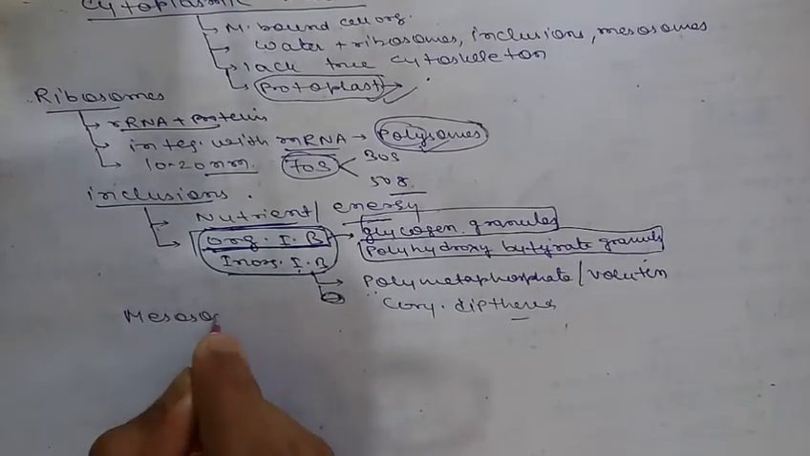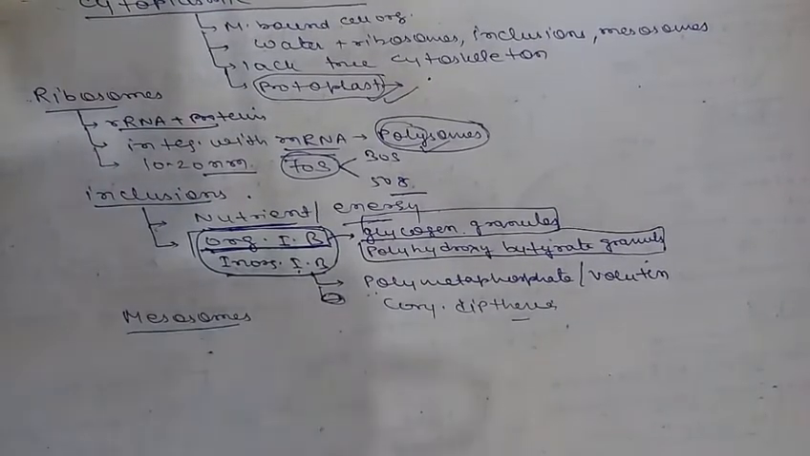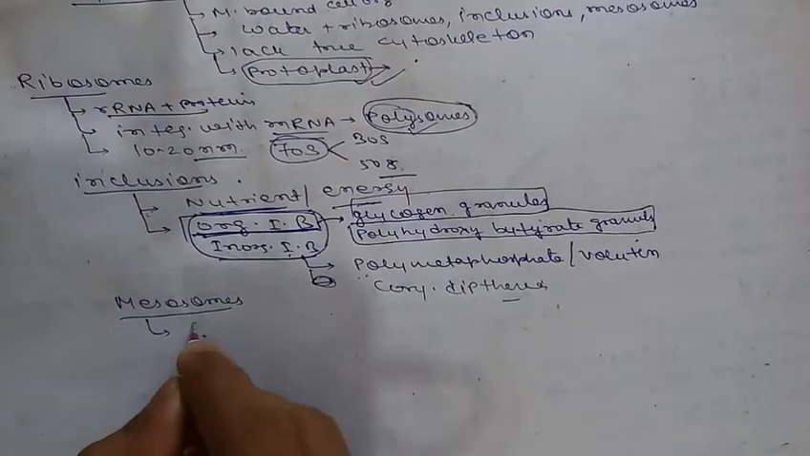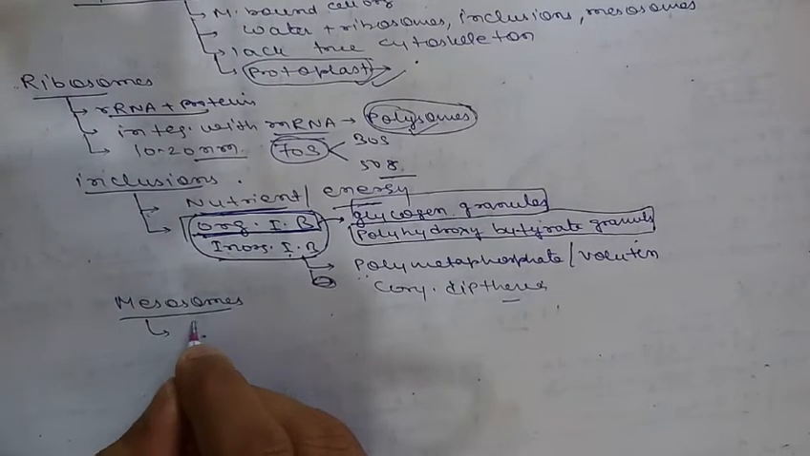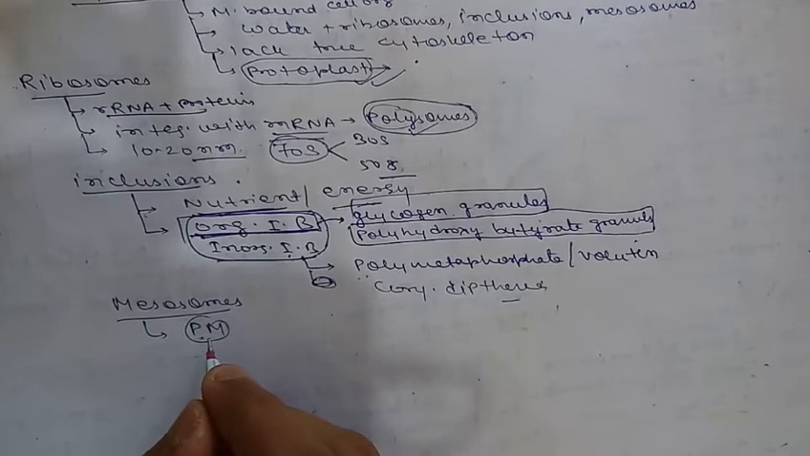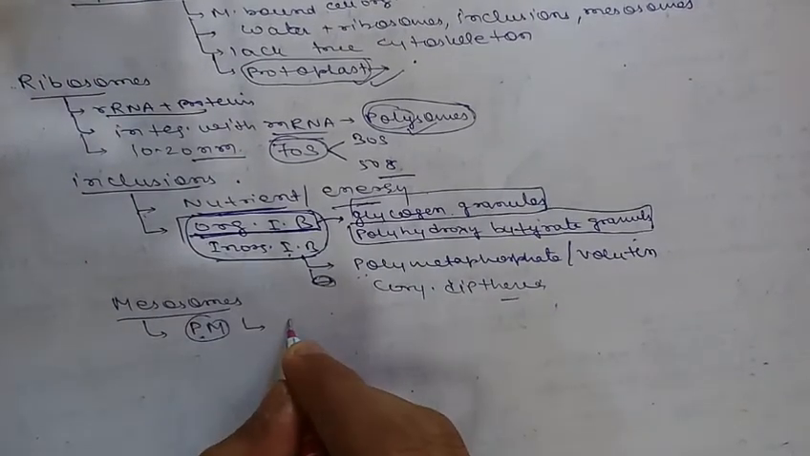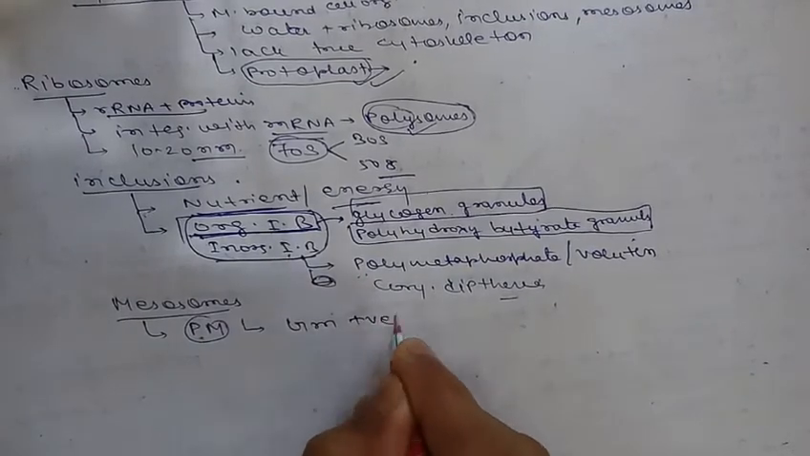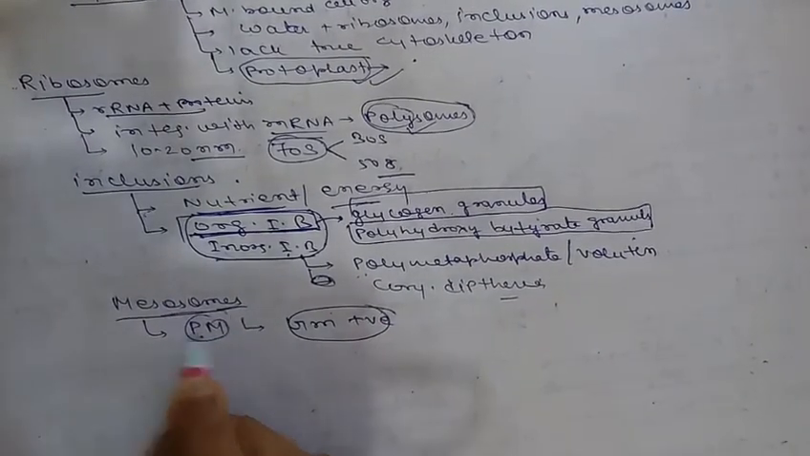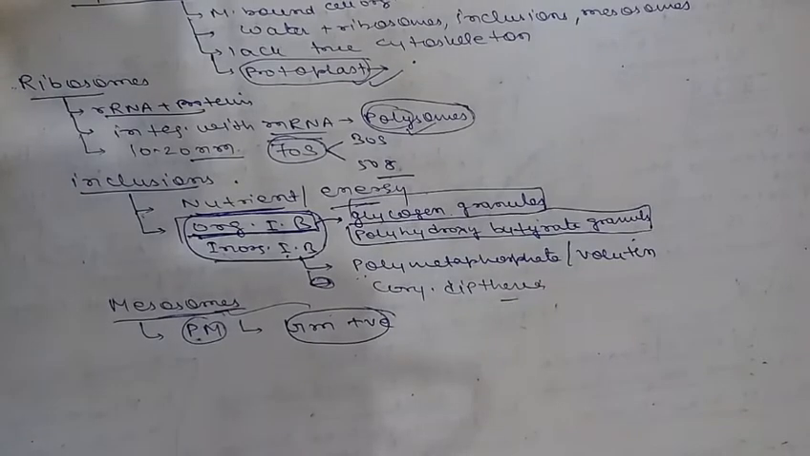Next, that is mesosomes. So what are the mesosomes? Mesosomes are invaginations of the plasma membrane in the form of vesicles, tubules or lamellae. One more important point: they are more prominent in gram-positive bacteria.